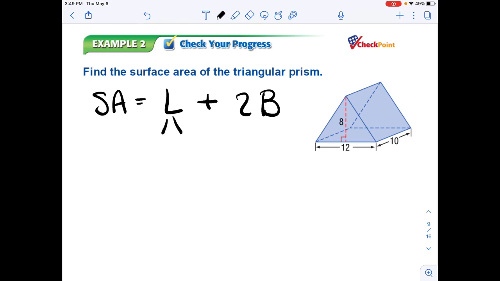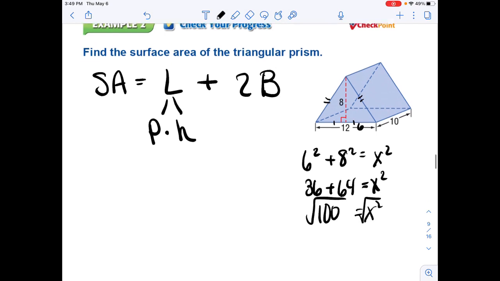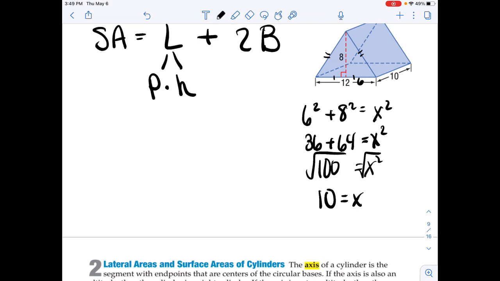So first we need our perimeter times our height for our lateral area. We don't have all the side lengths of the triangle, nor should we assume that it is equilateral. So I'm going to solve. I know these are congruent, and that these will be congruent. So I'm going to use the Pythagorean theorem to solve for my hypotenuse. So it is not equilateral. Good thing we didn't assume that.